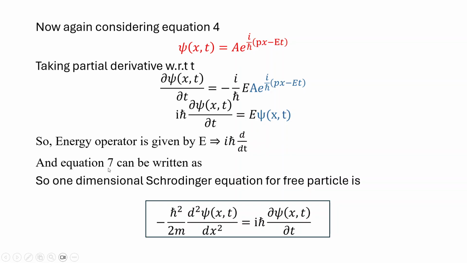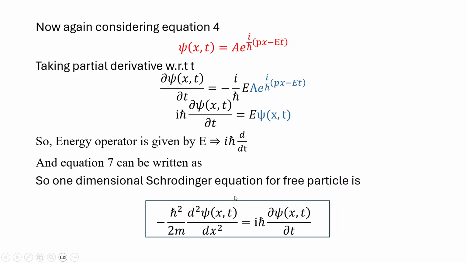Now from equation 7, it can be modified so that in place of energy we can write this. So this is the one-dimensional Schrodinger equation for a free particle.